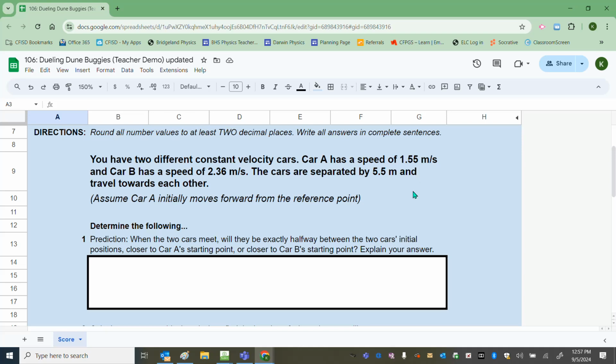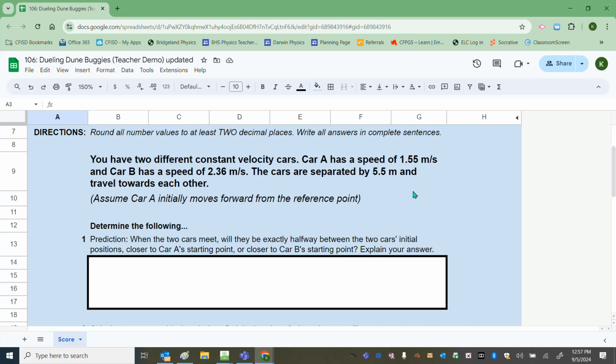Assume car A initially moves forward from the reference point. Okay, so the scenario that is being described is one in which you have two of these cars, like what we used in our lab. So you have two of these guys, and one of them moves at 1.55 meters per second in my question. The other one moves at 2.36 meters per second, and I'm going to put them 5.5 meters apart on the ground, of course.